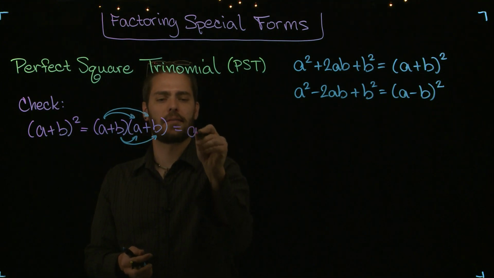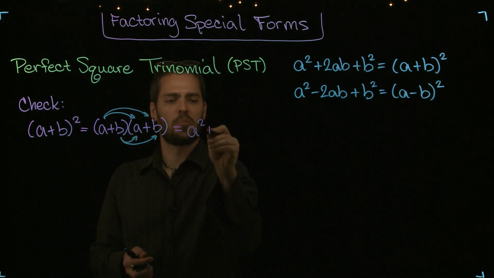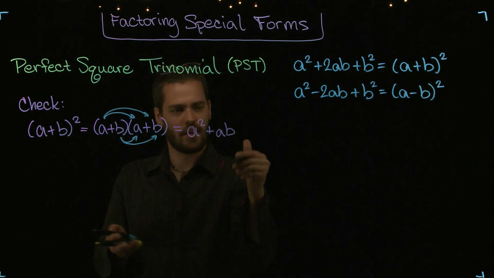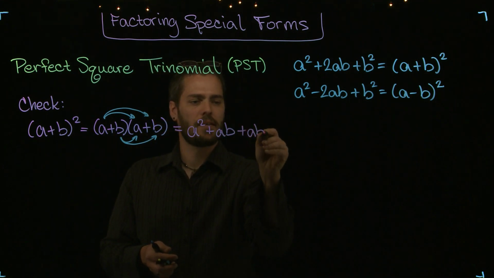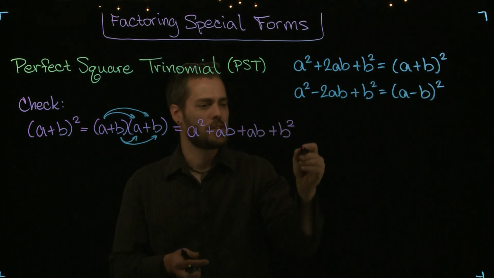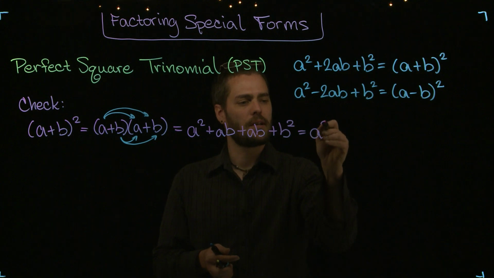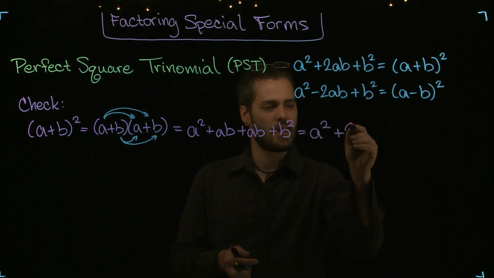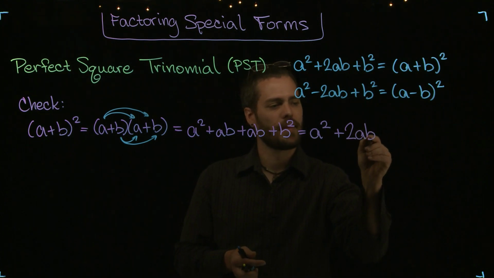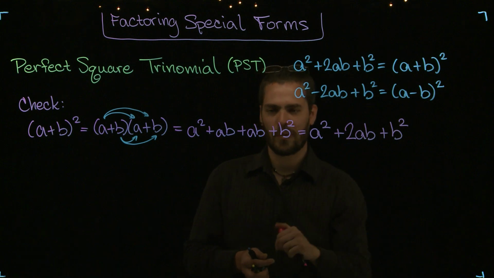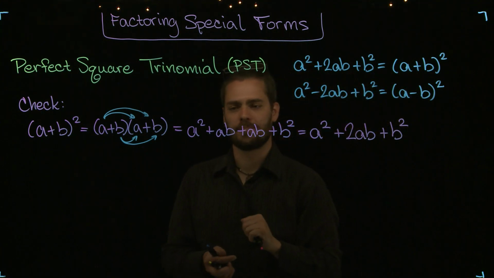a times a is a squared, plus ab, plus ba, or I could call that ab, plus b squared in the end, which equals a squared plus, notice when I add those two guys up, that's where that 2 comes from, 2ab, plus b squared. So this guy is just ever present. It's part of this general formula.